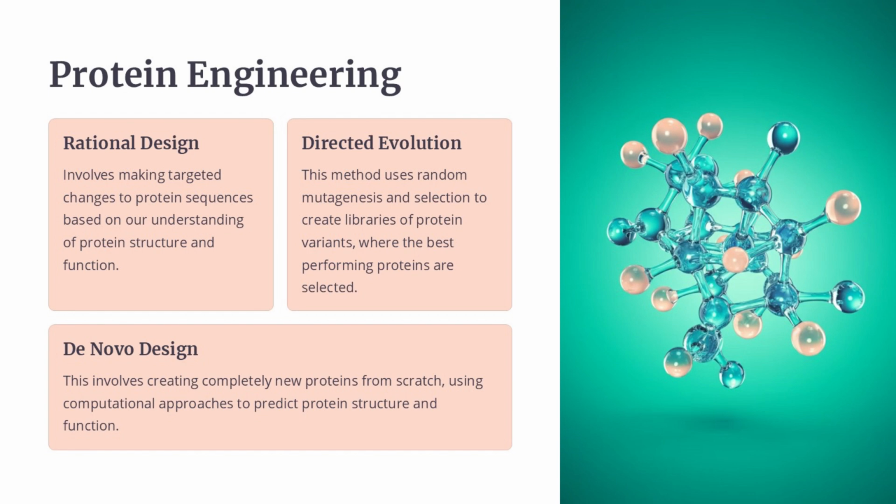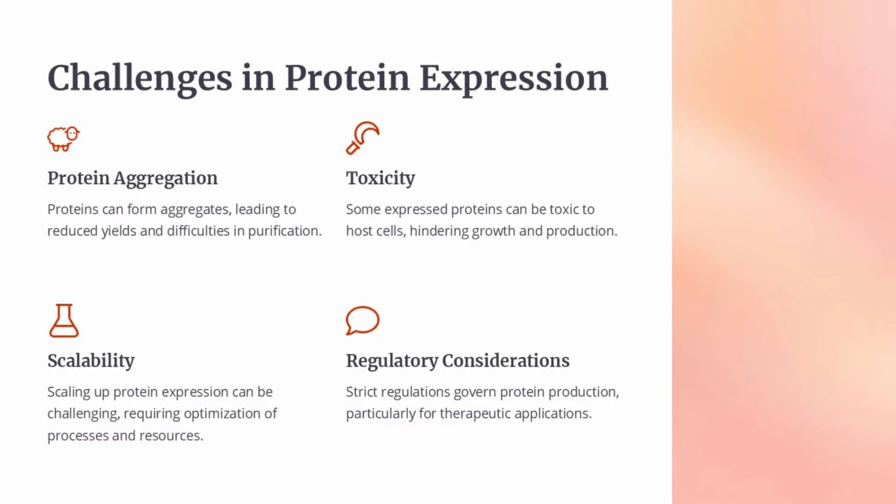the protein engineering project. Protein aggregation is a common challenge in protein expression, leading to reduced yields and difficulties in purification. This can be addressed through optimization of expression conditions and the use of solubility-enhancing tags. Expressed proteins can sometimes be toxic to the host cells, hindering their growth and overall production. Strategies like using inducible promoters or exploring alternative host systems may help mitigate this issue.